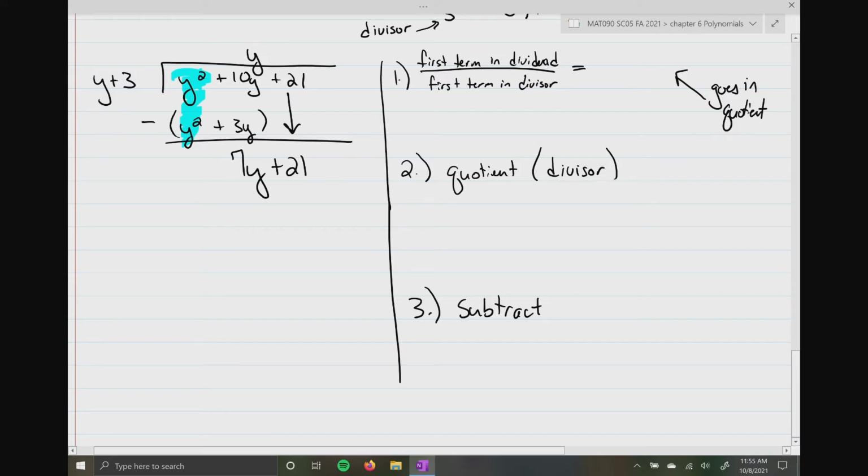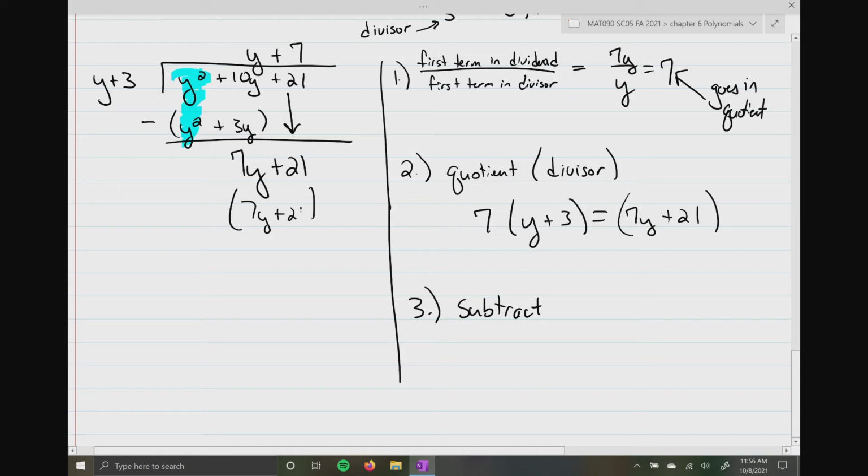So the first term of my dividend is now 7y over y. And that's going to equal positive 7. And that number goes in my quotient. Then I take 7 times y plus 3. And that's going to give me 7y plus 21. I put it in parentheses. Now I'm going to subtract 7y minus 7y and then 21 minus 21, which gives me 0. So there's no remainder for this problem.